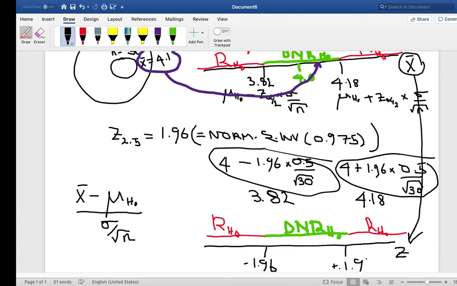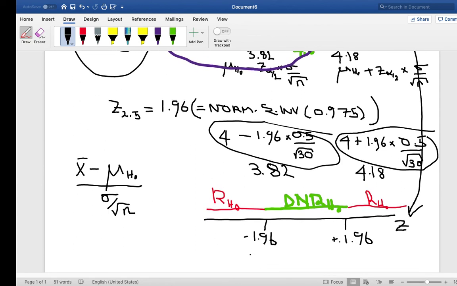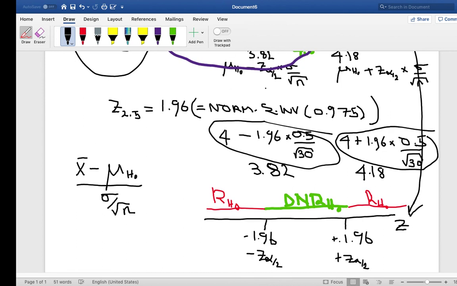In fact, the actual critical values are just going to be, in this case, minus z of alpha over 2 and plus z of alpha over 2. So your critical values are far easier to calculate than what we calculated up above before. The critical values were mu of H0 minus z of alpha over 2 times sigma over the square root of n. Now it's just going to be minus z of alpha over 2, and similarly on the other side.